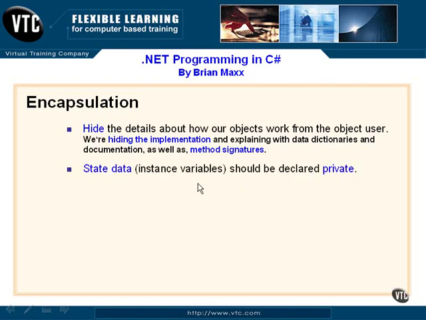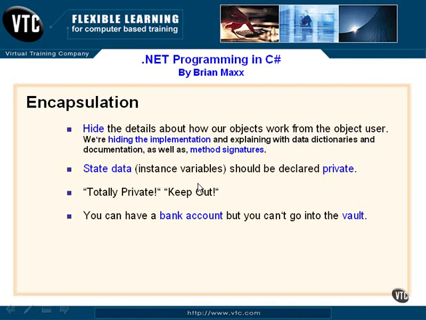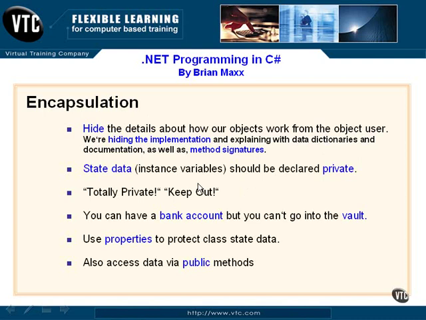So we're working with state data here, which is our instance variables, and you should declare those variables private. This is going to ensure that things are hidden. And then we're going to actually work with methods to give access to that or properties. So encapsulation, totally private. You got your signs up, keep out. Another analogy could be you can have a bank account, but you can't go into the vault. So think of it that way. You can queue in line, you can talk to a teller, but you just can't walk into the vault. Would be nice. And like I said, you're going to use properties to protect your classes with that state data. You're going to protect the state of your class. And also, we're going to access our data via public methods, like I mentioned.